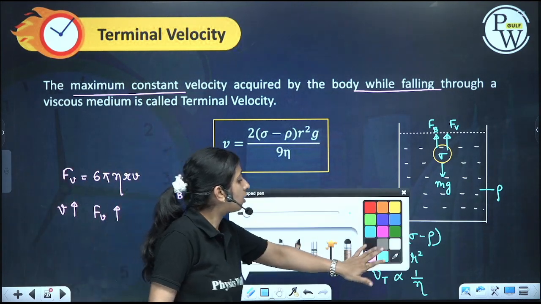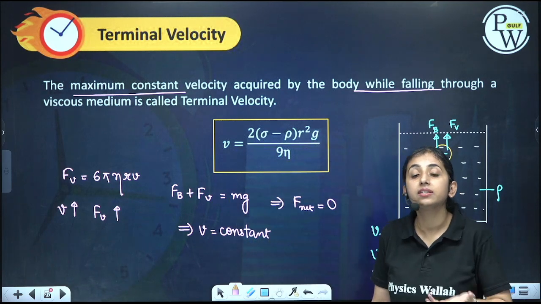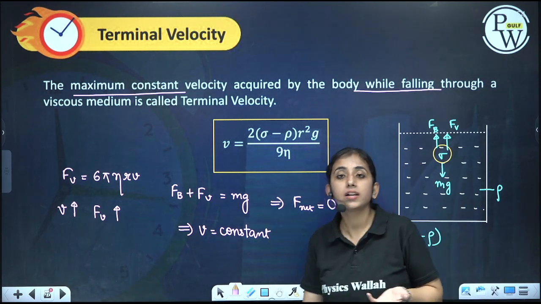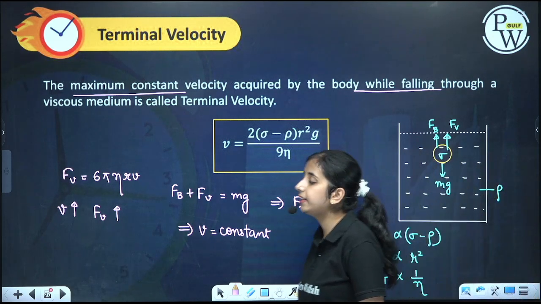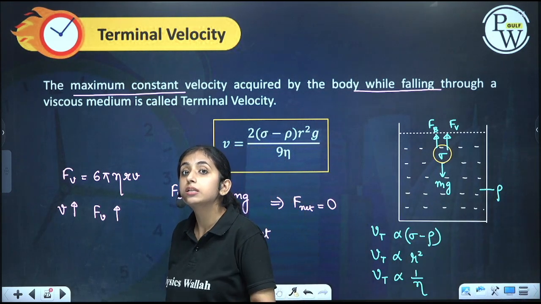An application of terminal velocity in real life is that when rain comes from clouds to us, before reaching us it attains its terminal velocity. That's why raindrops don't hit us with such large speeds.